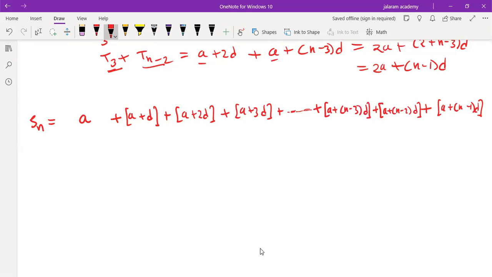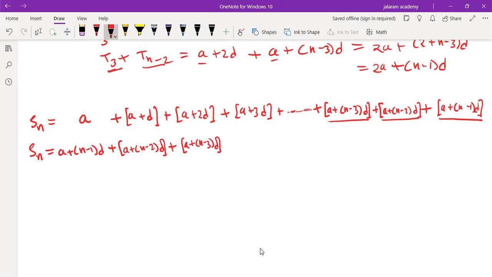We cannot write all, as n is unknown. Now we write the same series in reverse order. So the last term is a plus n minus 1 into d. Second last term is a plus n minus 2 into d, and the third term from the end is a plus n minus 3 into d.